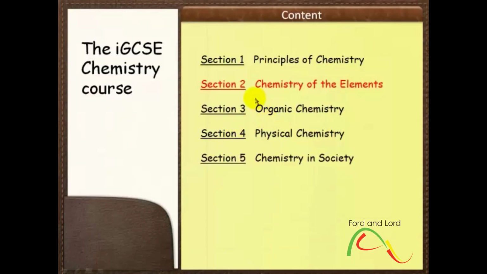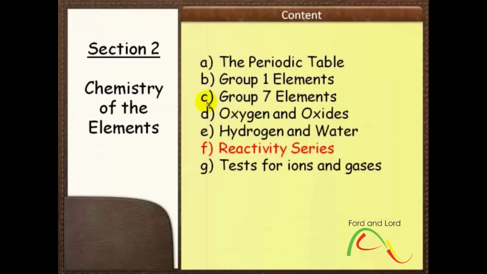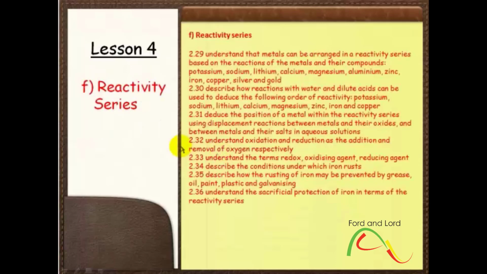Now, at the moment we're looking at chemistry of the elements in Section 2, and today we're going to look at the reactivity series. First we'll look particularly at the reactivity series, then go on to look at oxidation and reduction, and think about terms like redox, oxidizing agents and so on, and then finally look at rusting. So a lot to get through.